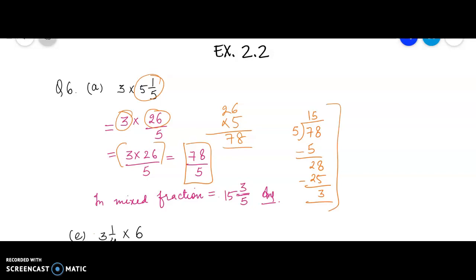I'll divide 78 by 5, and here I'll get 3 as the remainder, 15 as the quotient, and 5 is also there. So 5 will be the denominator, and 15, that is the quotient, will come here, and 3, that is the remainder, will be the numerator. This is my answer, 15 3 by 5.